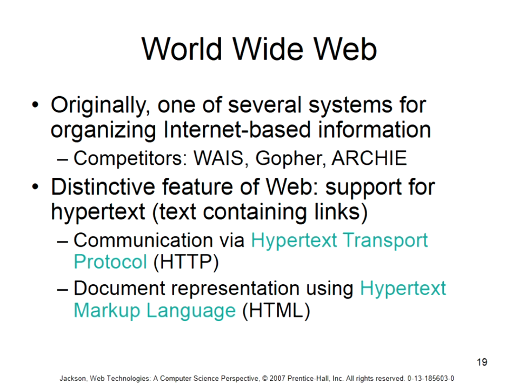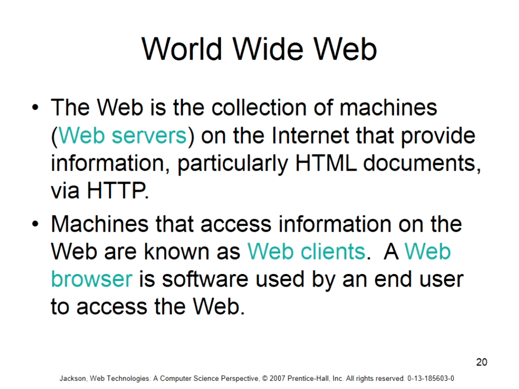So the web is the way of accessing information over the internet. Any questions? So the web is the collection of machines, web servers, on the internet that provide information, particularly HTML documents via HTTP. So machines that access information on the web are known as web clients. A web client is a machine that accesses information on the web. And a web browser is the software used by an end user to access the web.